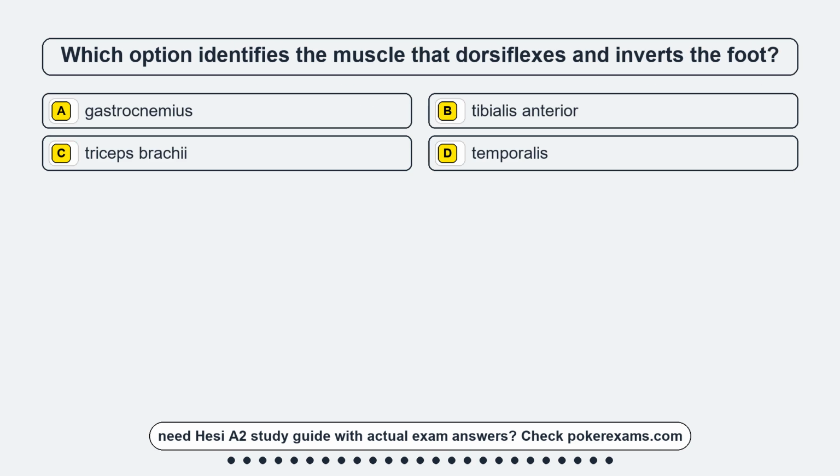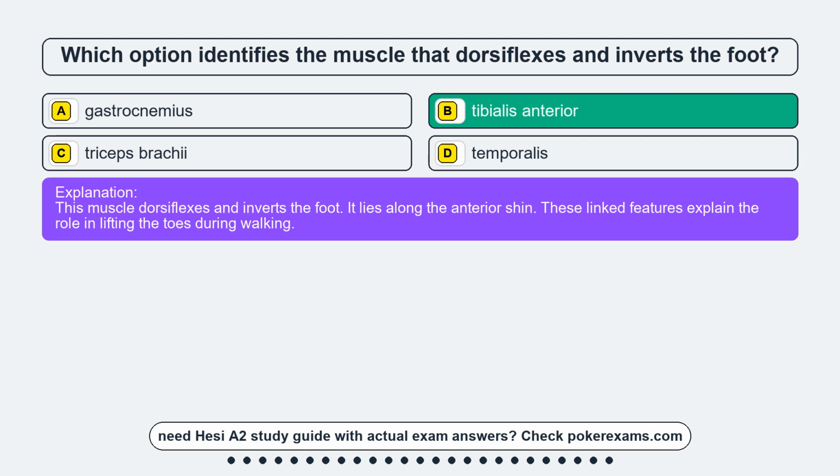Question 6. Which option identifies the muscle that dorsiflexes and inverts the foot? Option A, gastrocnemius. Option B, tibialis anterior. Option C, triceps brachii. Option D, temporalis. The correct answer is option B, tibialis anterior.